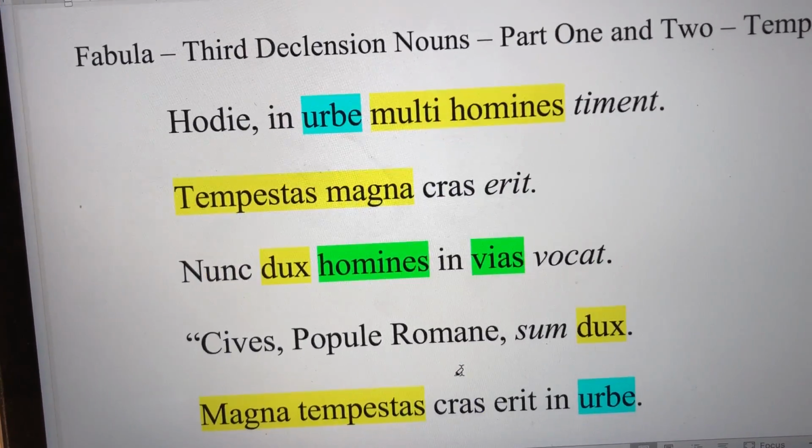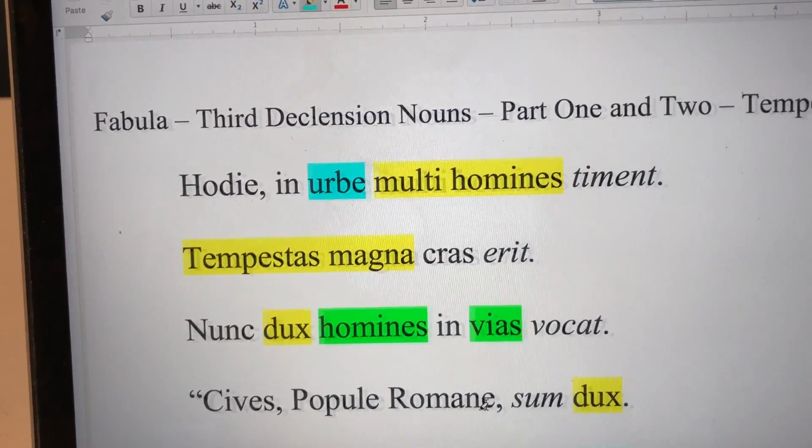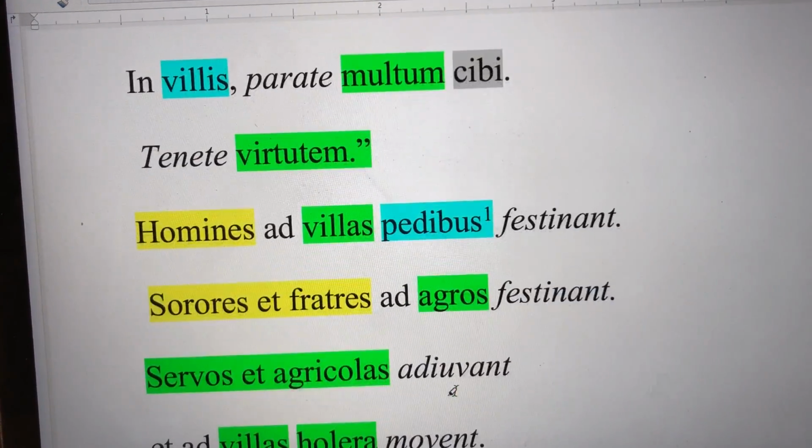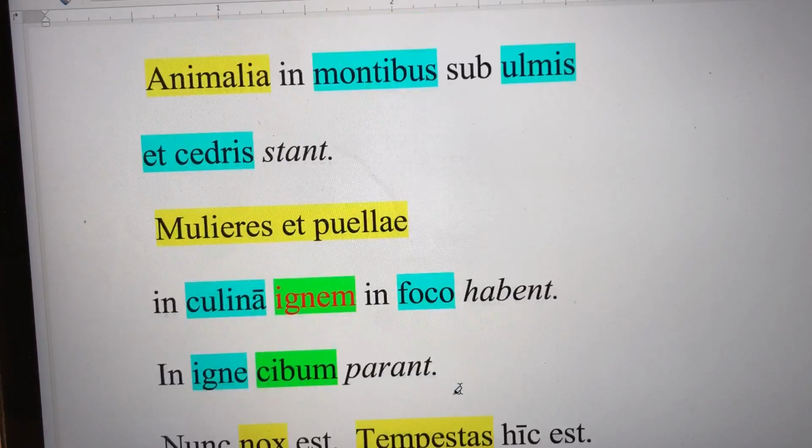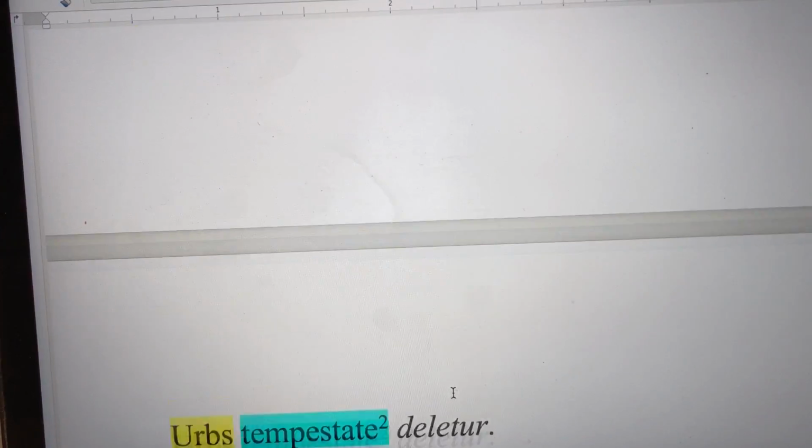And then, of course, I'm not going to go through this whole thing, but this is all labeled, so hopefully you can understand it as you go. And that's it.